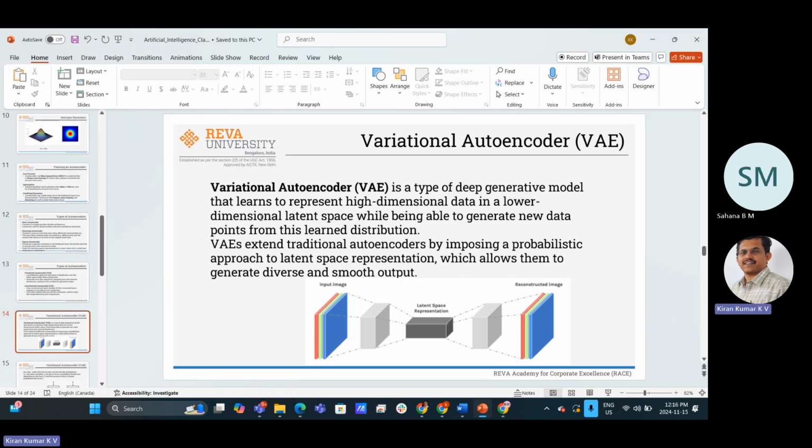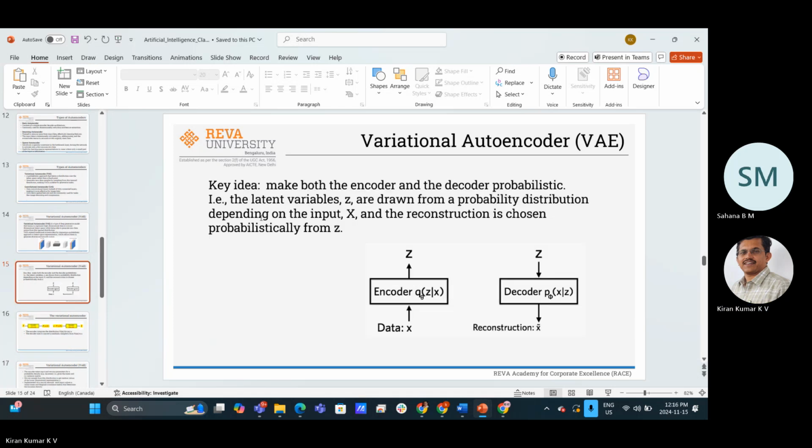Variation of this. Okay, so here also you can see the encoder and the decoder. A Z is produced and Z is given in order to get the reconstruction. What is that? The probability distribution function, which depends on your input X.